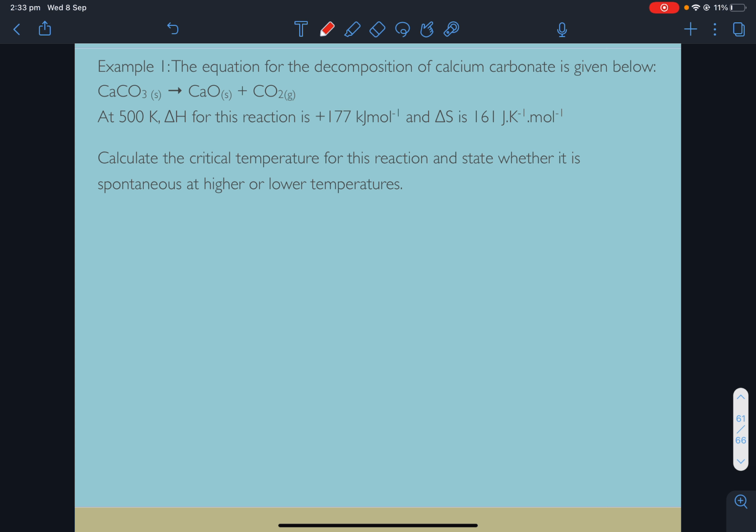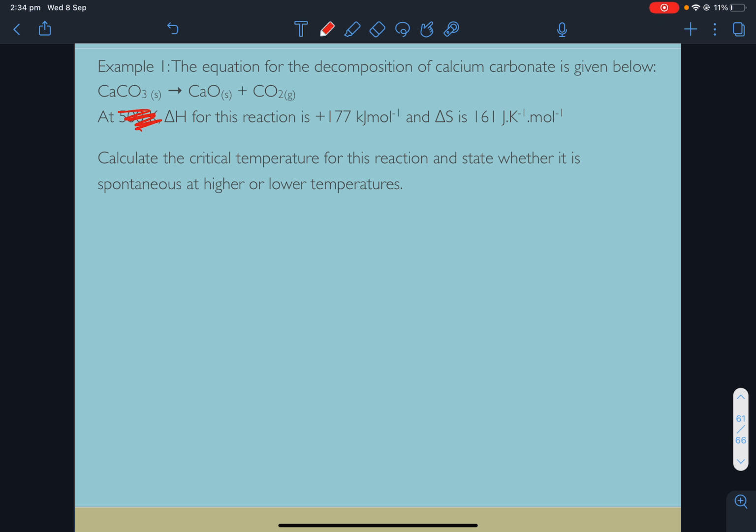The equation for the decomposition of calcium carbonate is given below. At 500 Kelvin, delta H for this reaction is this number and entropy is this number. Calculate the critical temperature for this reaction and say whether it is spontaneous at higher or lower temperature. Given the entropy and enthalpy, we're asked to find the critical temperature where it changes from positive to negative.